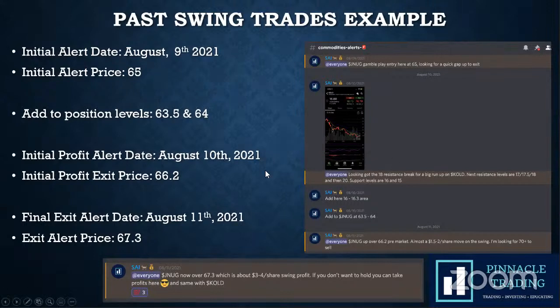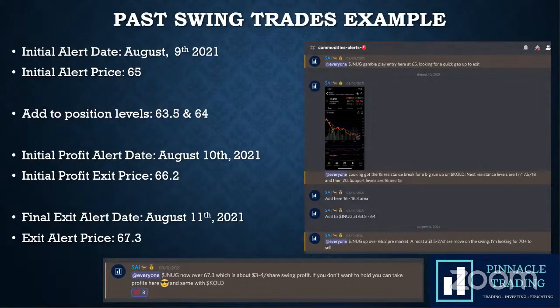Yeah, so here we have a past swing trade example. We have an initial alert, and then you can see how the chat room is laid out, where we offer the trade idea, the entry, the symbol, and also the date, and then the final exit alert date, along with the price points.